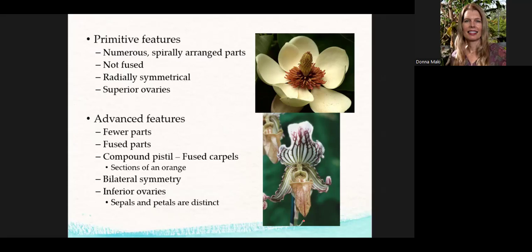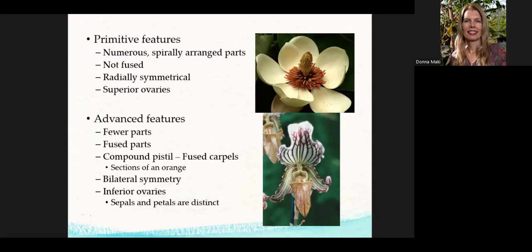Lots of parts that aren't fused together. So all these stamens, they're just separate from each other. They're clustered, but they're definitely separate. And the ovary sits on top of all the other flower parts. It's a superior ovary. Those are very primitive. Also, this idea of radially symmetrical.